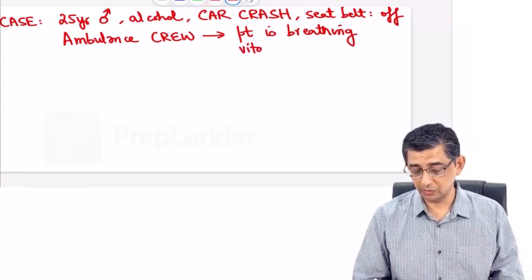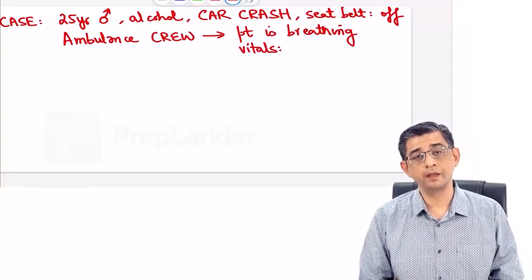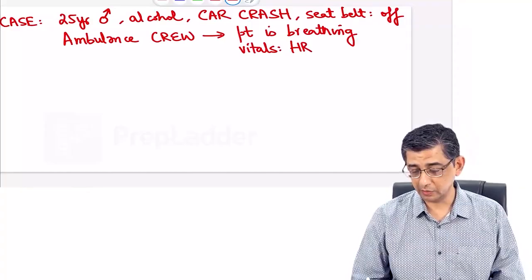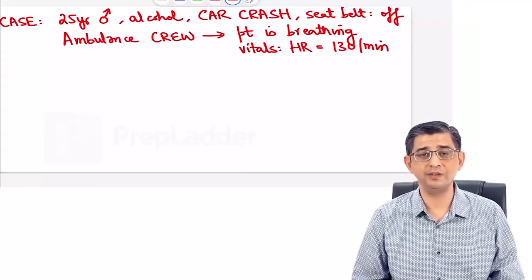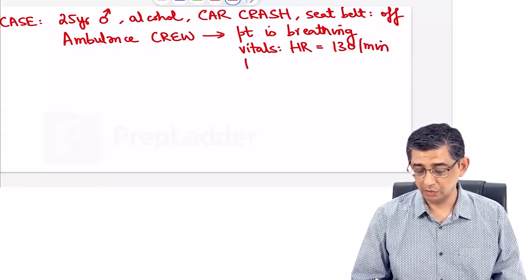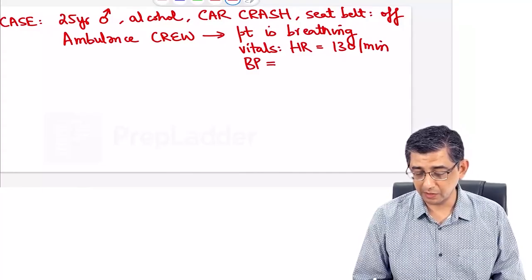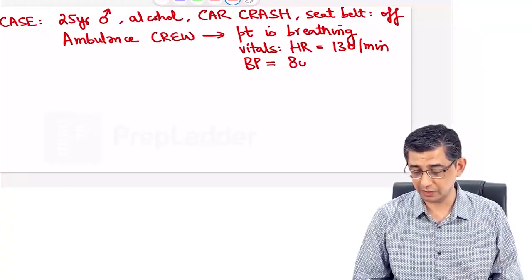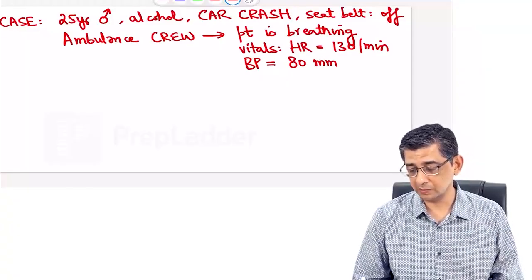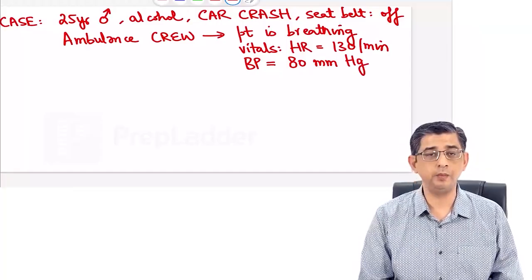So you ask the medic, okay, check the vitals of the patient. He has reported that the heart rate of the patient, the pulse rate, is very fast. You asked him to give you the value. He said something in the range of 130. You asked him, while the driver is still trapped in the car and they are working with gas cutters to extract his body, to check his blood pressure. Since his arm was accessible, blood pressure was about 80 millimeters of mercury.